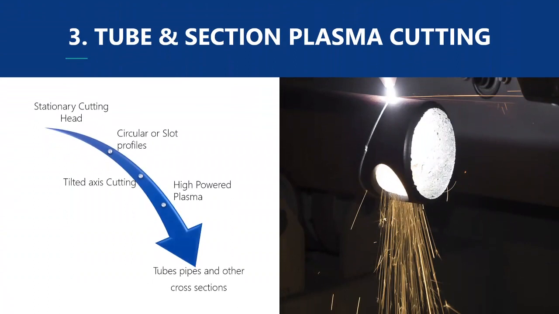Number 3 is tube and section plasma cutting. In this case we have a stationary cutting head. The circular or slot profiles are generated in this case with the tilted axis cutting. This is a very high powered plasma cutting. In this case we can produce tubes, pipes and other cross sections.